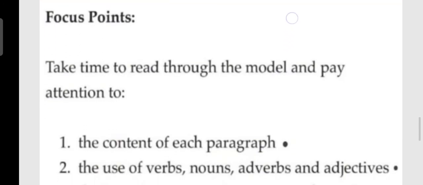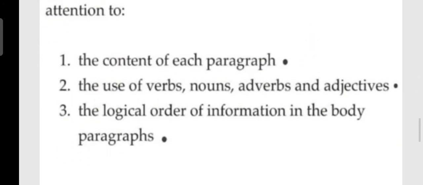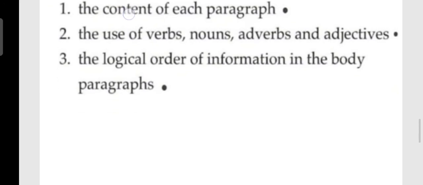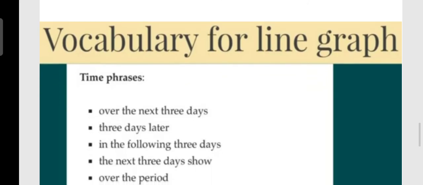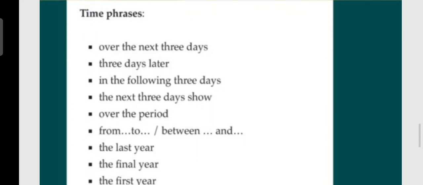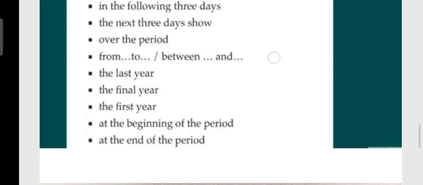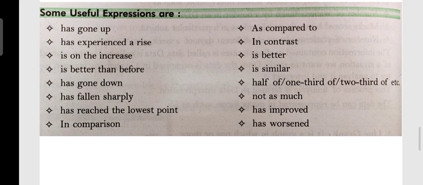Now these are the two questions. Focus points are the content of each paragraph, use of verbs, nouns, adverbs and adjectives. You have to look into that, and the logical order of information in the body paragraph. It is quite easy, not very difficult. Line graph vocabulary: over the next 3 days, 3 days later, in the following 3 days, the next 3 days show. All these can also be used. Some useful expressions are also given, such as rose sharply, has fallen sharply, or reached the lowest. Again, these are repetitions.